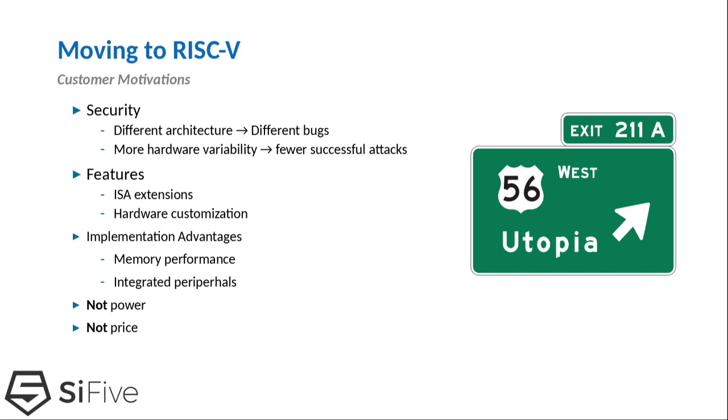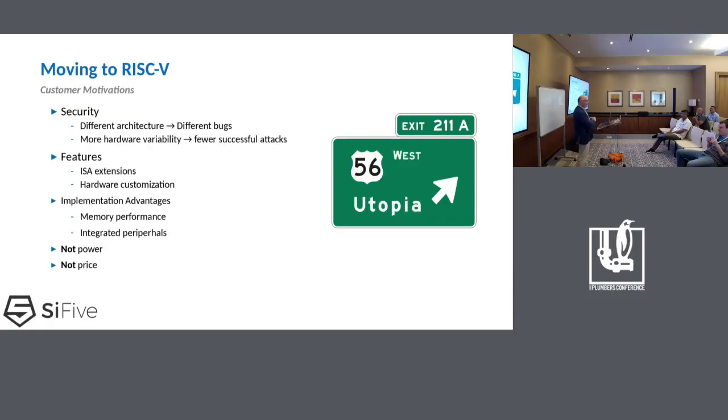So we want to move the data center in some capacity to RISC-V. We want to get off of the x86 highway and go explore our new RISC-V utopia. This is a great road sign I found. I'm sure it's real. There's probably a Utopia in California. There certainly was a Paradise. It burned down. Okay, so why would a customer want to go to RISC-V?